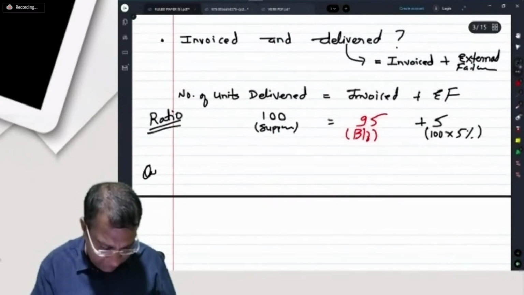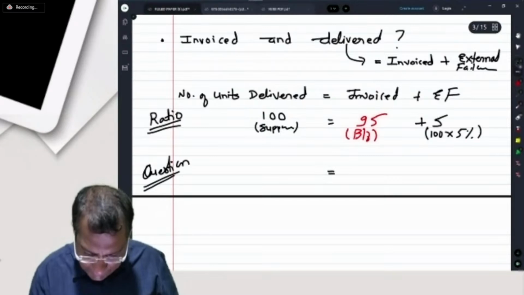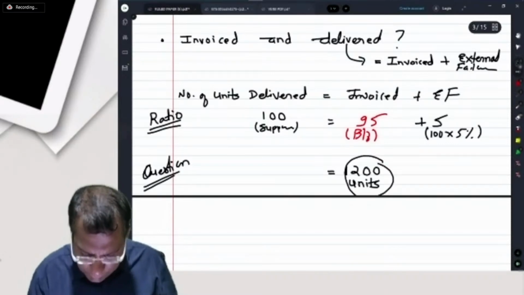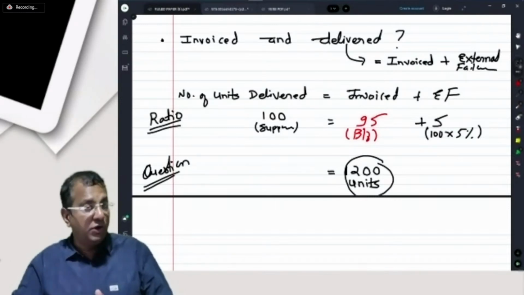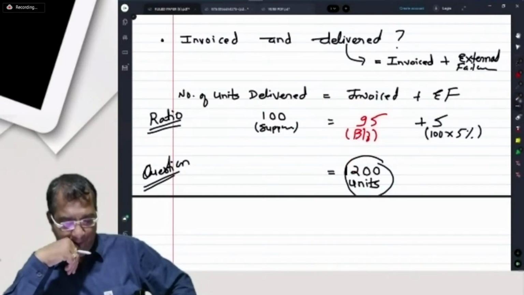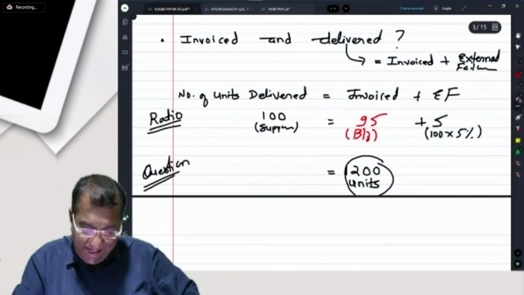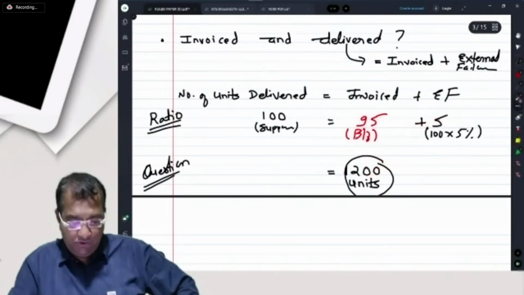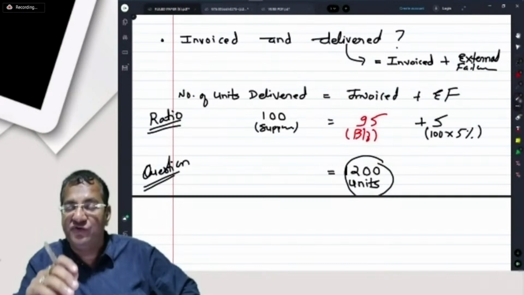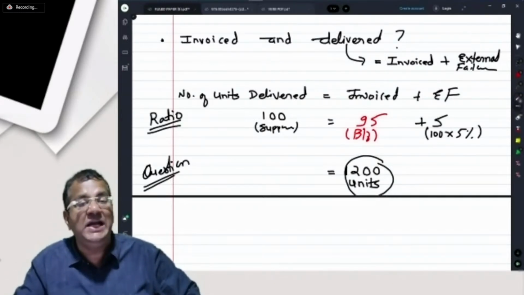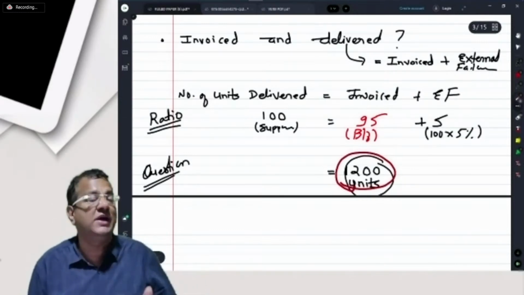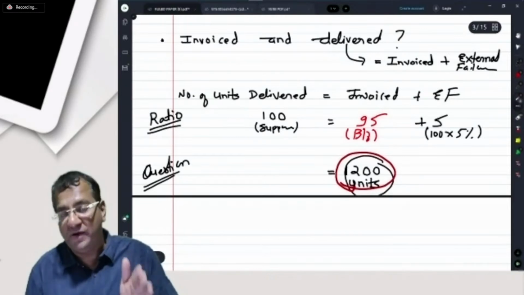Now in this particular question, you have been given that 1200 units has been invoiced to the customer. Ask yourself a question, whether you can apply 5% directly on this 1200 unit. No, because the calculation of 5% is 5% on units delivered. It's not 5% on unit invoiced. Had it been given 5% on unit invoiced, we could directly calculate the external failure unit as 1200 into 5%. But the word used is 5% on units delivered.